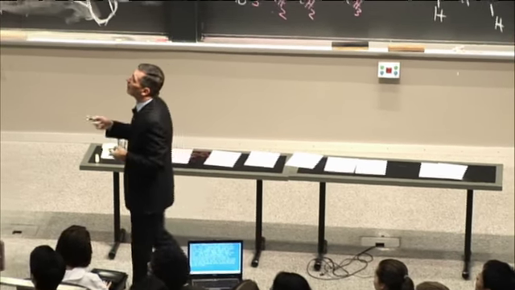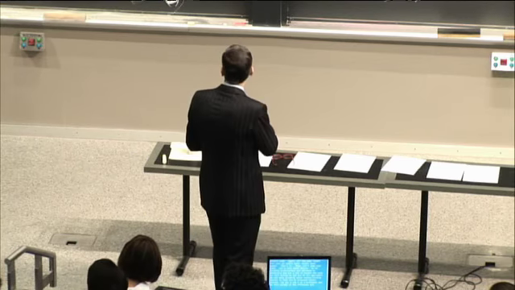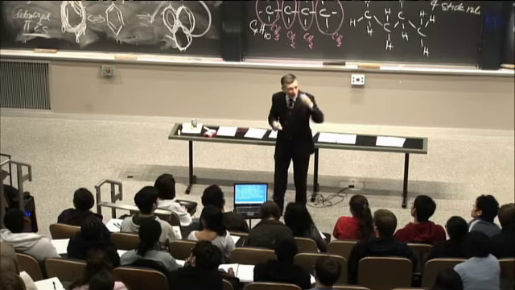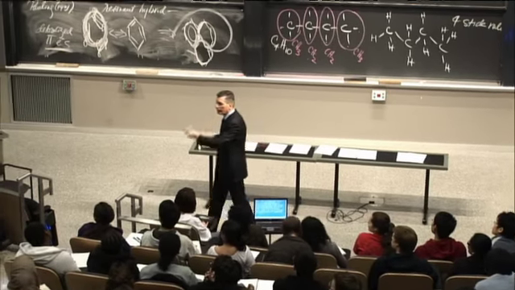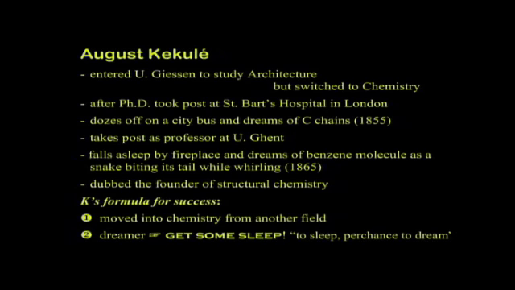And then he got a job as a professor in Belgium at the University of Ghent. One night he fell asleep at the fireplace, and he dreamt of a benzene molecule as a snake biting its tail while spinning. And that's where he got the idea of the ring molecule. All he knew was that this thing had a formula, C6H6. And for this, he was dubbed the founder of structural chemistry.